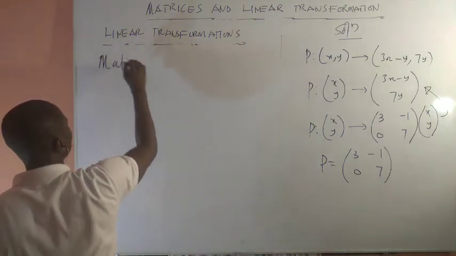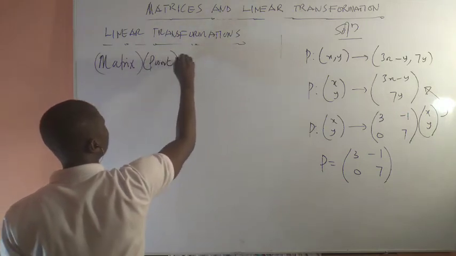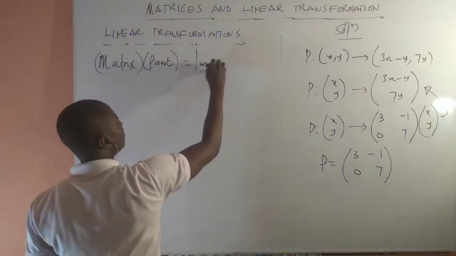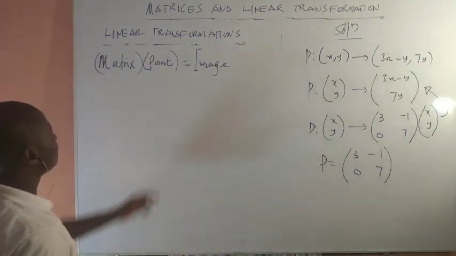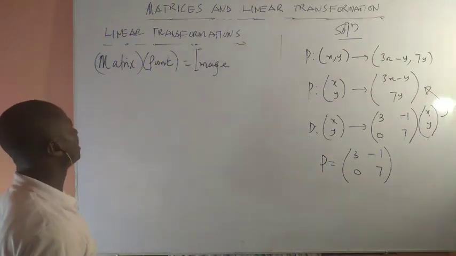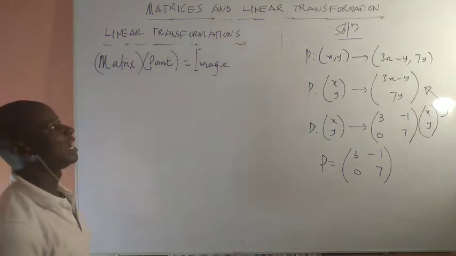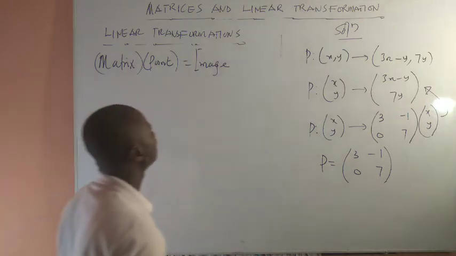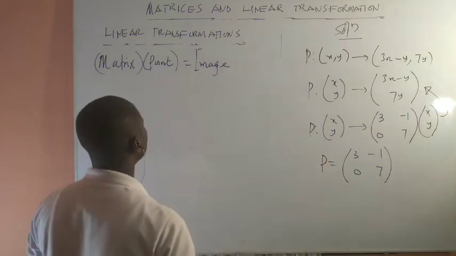Now, we have a matrix. When you multiply our matrix by our point, we are going to get the image. That means that you can transform a point by a given matrix onto an image. It's very important. And we are going to take a look at some examples so that you understand what we are talking about.